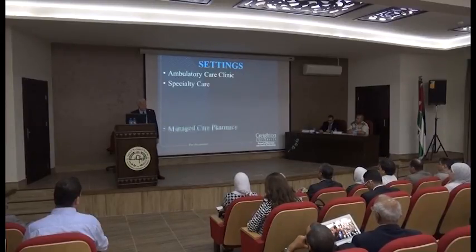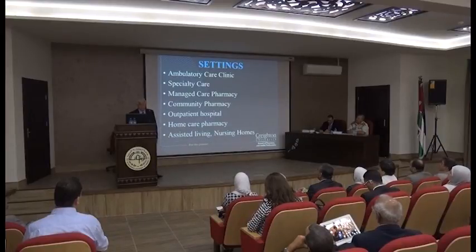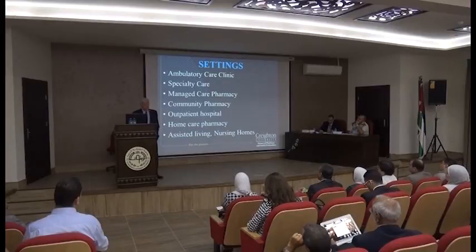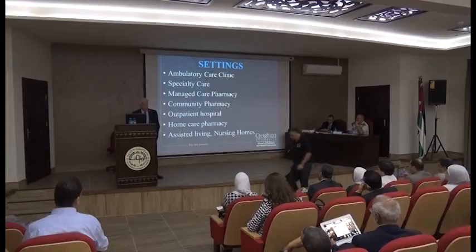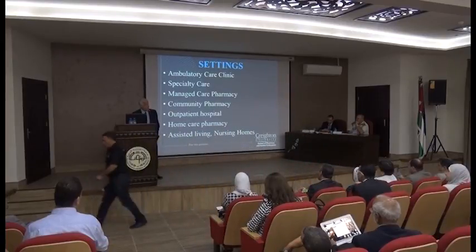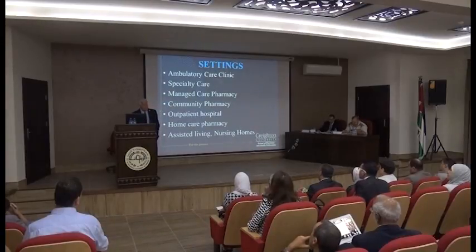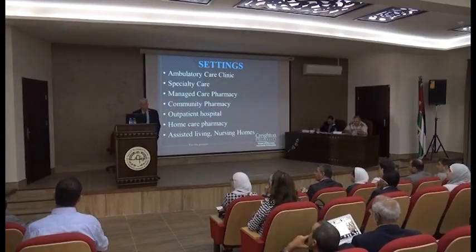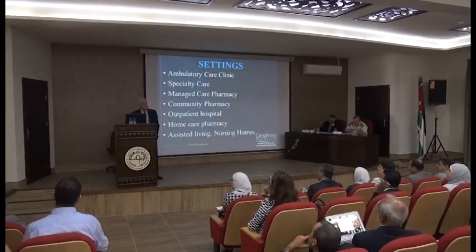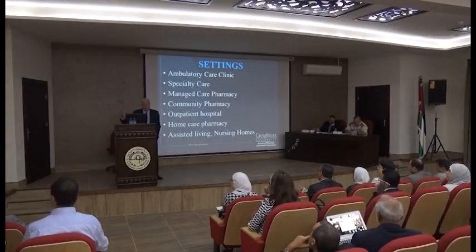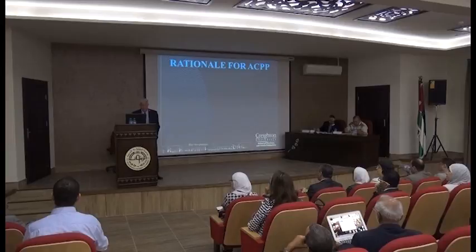So these are some settings in the United States, and a lot of settings in terms of where pharmacists can practice. Certainly ambulatory care settings, specialty care, managed care, community pharmacy, outpatient hospital, home care, and even in assisted living, where the patients are somewhat able to function, do things, but pharmacists now are being embedded in assisted living. But even in nursing homes, where patients stay for a long time, they have chronic diseases and so on, and pharmacists are there. So again, think where in Jordan pharmacists can be embedded.